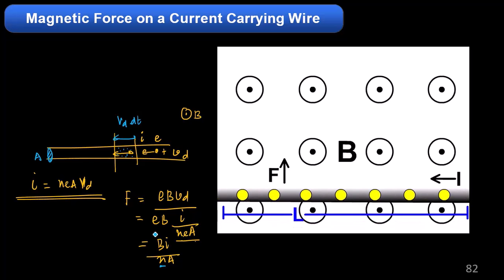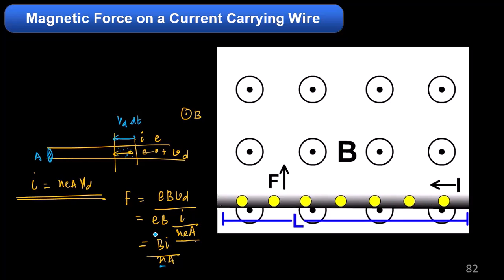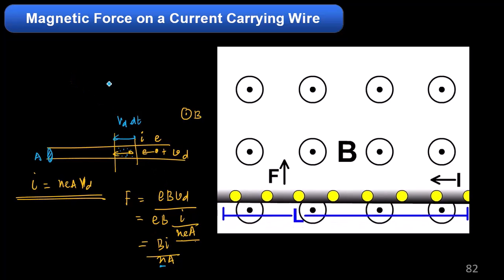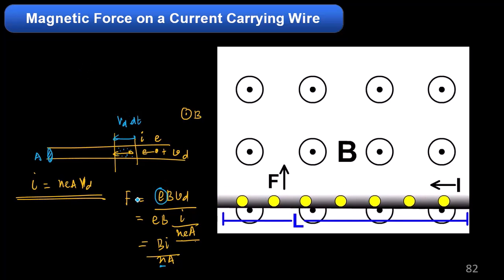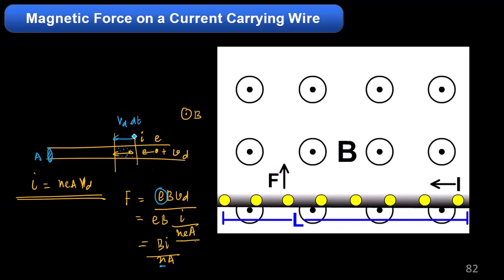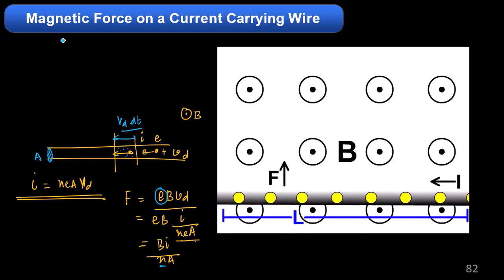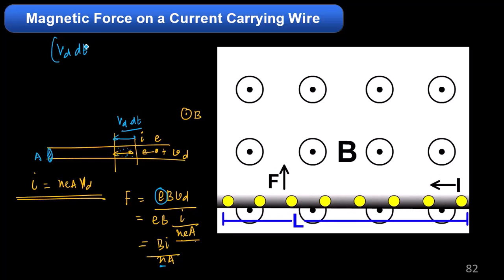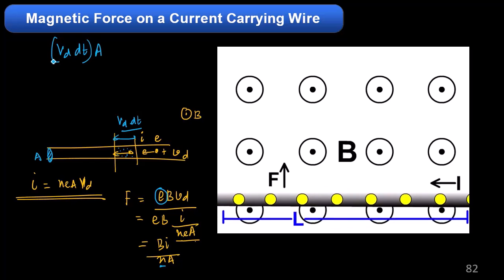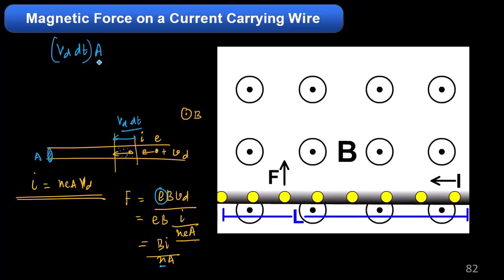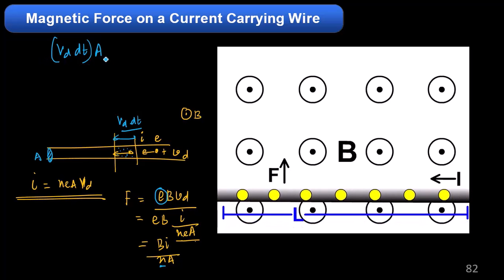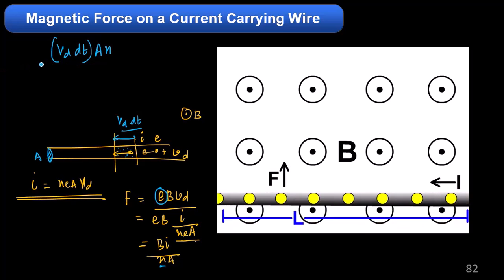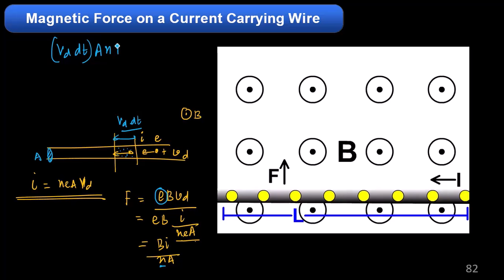If I ask what is the amount of charge, the total electronic charge is the charge of one single electron times the number of electrons. The distance is Vd into dt, multiplied by the area of cross section, that is the total volume, multiplied by n. That is the total amount of charge, the q part, into B into Vd.